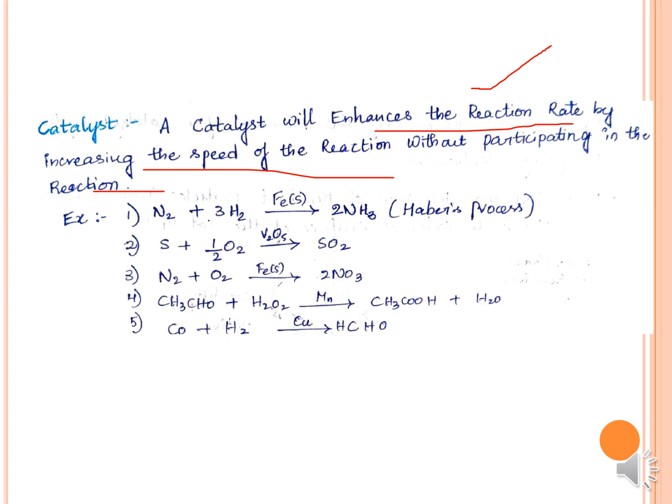Another reaction is S plus O2, oxidation of sulfur in the presence of vanadium pentoxide as a catalyst, which will give rise to SO2. And N2 plus O2, again iron as a catalyst; CH3CHO, acetaldehyde, plus H2O2, hydrogen peroxide, with manganese as a catalyst will provide acetic acid plus H2. CO hydrogenation reaction: when carbon monoxide is hydrogenated in the presence of copper, it produces HCHO, formaldehyde. HCHO is formaldehyde.